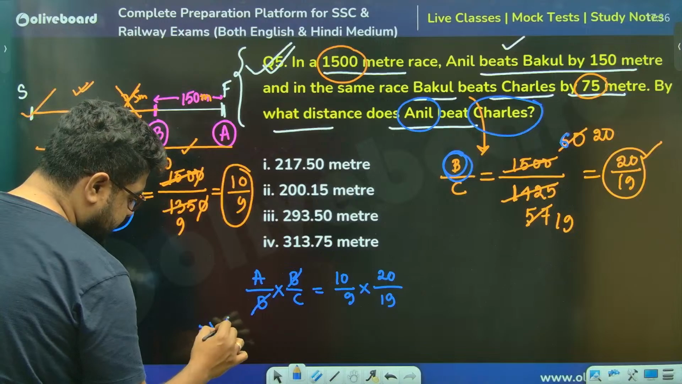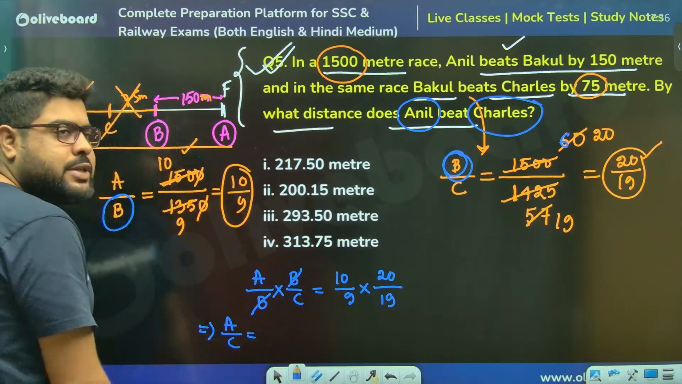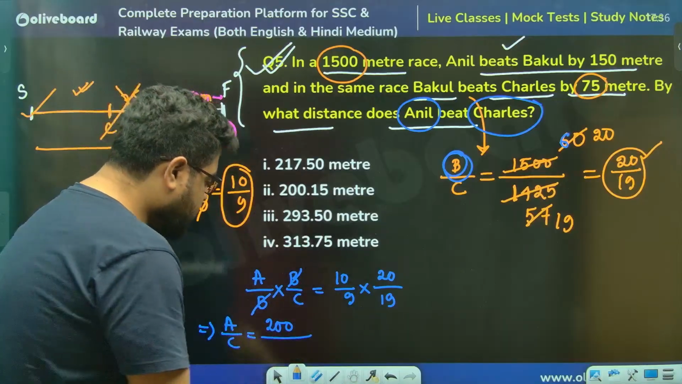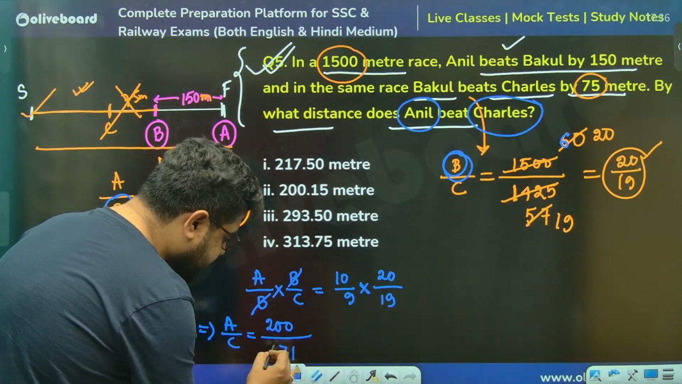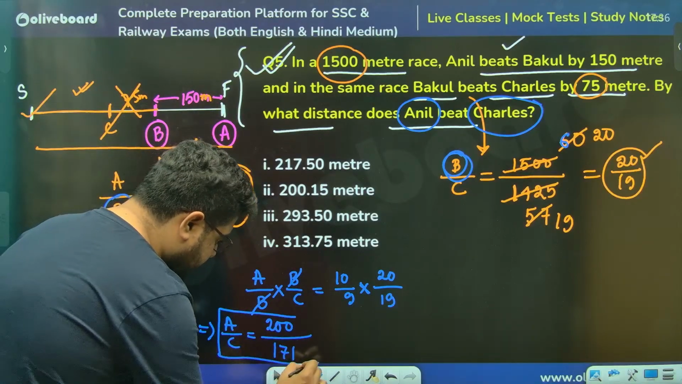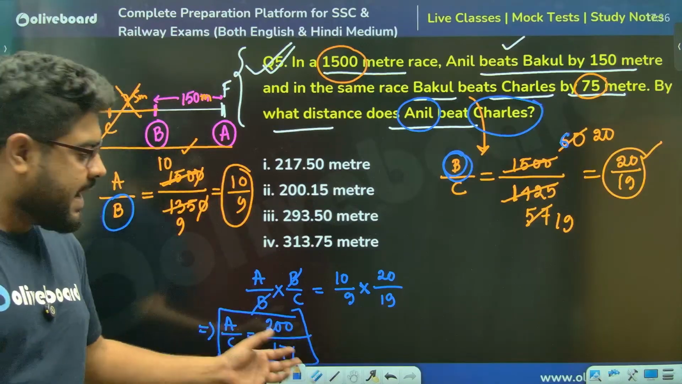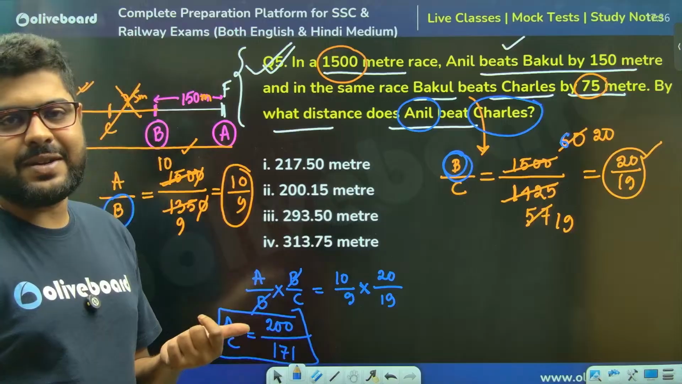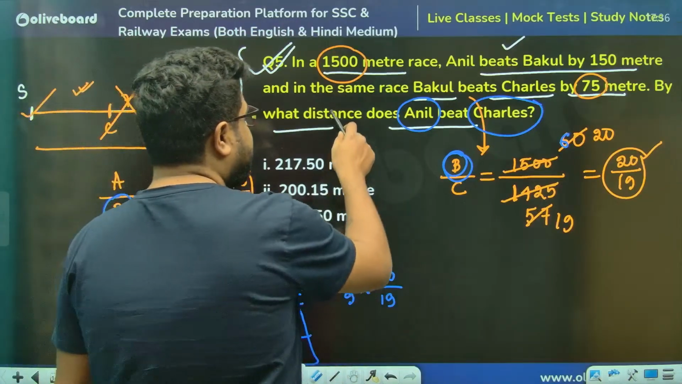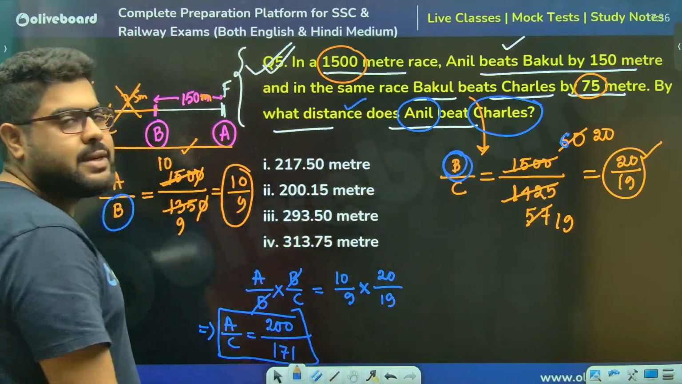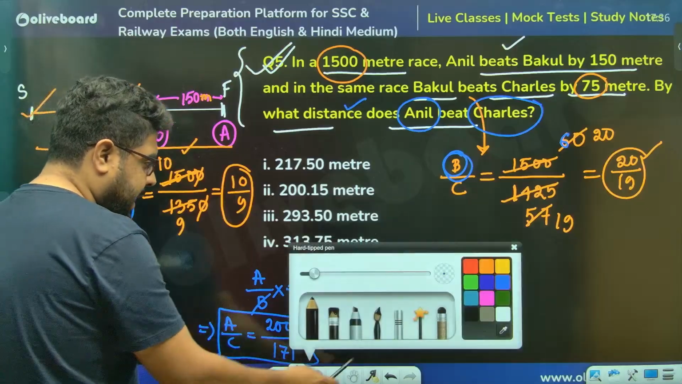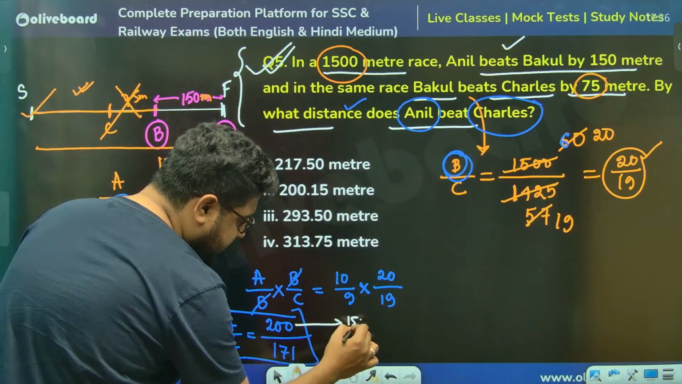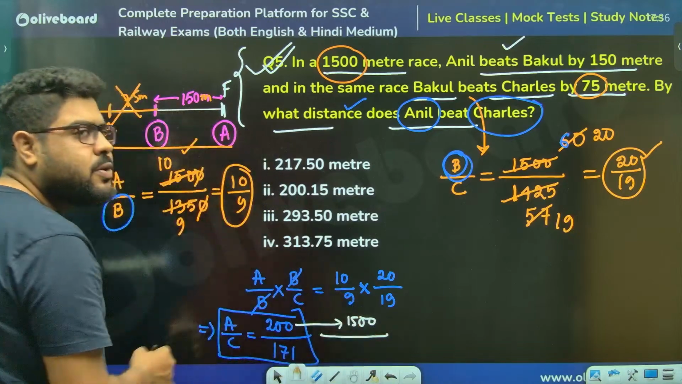From there, A by C comes out to be how much, sir? This is 200, sir. Right? This is 200 by this is 171. What does it mean? It means by the time Anil goes 200 meters, Charles goes 171 meters. पूछा क्या है sir? By what distance Anil beats Charles? Meaning by the time Anil goes 1500 meters, how much distance Charles will go, sir?